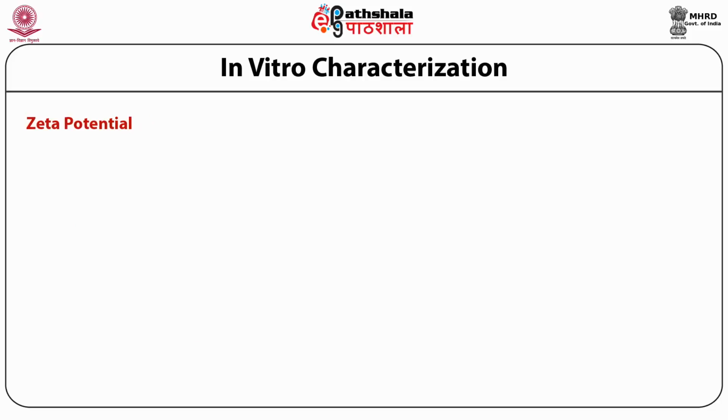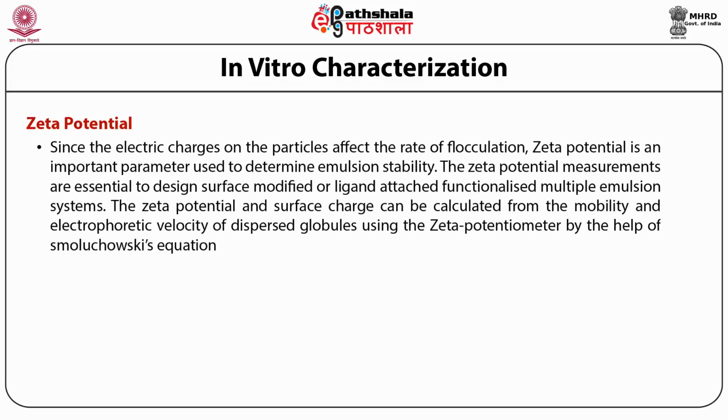Next is zeta potential. Since the electric charges on the particles affect the rate of flocculation, zeta potential is an important parameter used to determine the emulsion stability. The zeta potential measurements are essential to design the surface modified or ligand attached functionalized multiple emulsion system. The zeta potential and the surface charge can be calculated from the mobility and electrophoretic velocity of the dispersed globules using zeta potentiometer by the help of following equation.